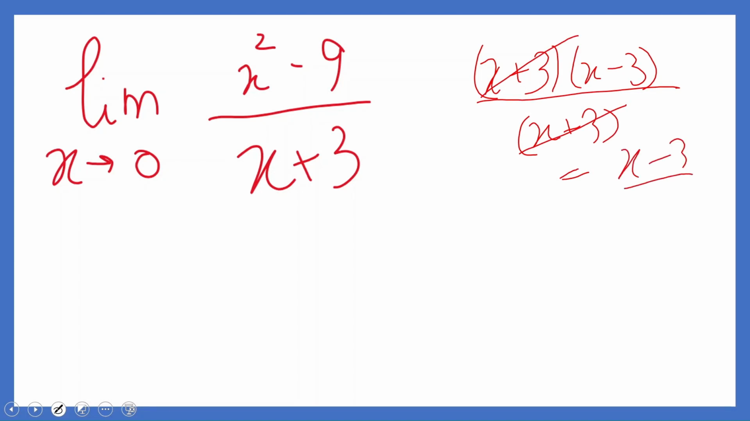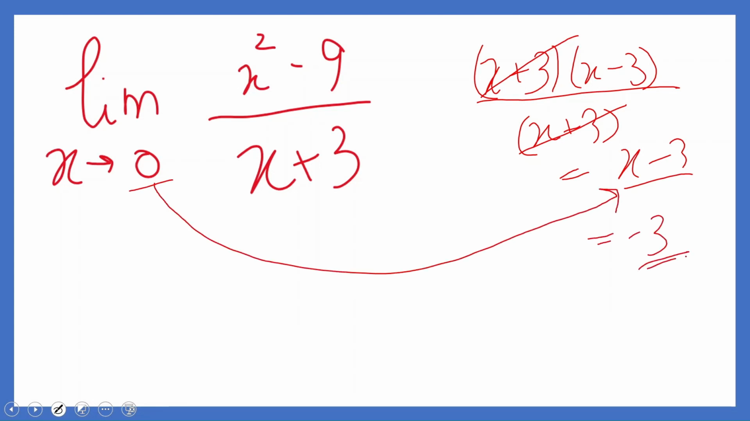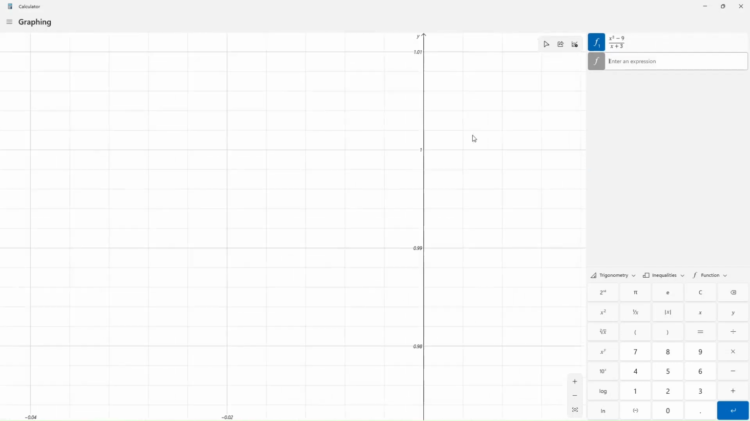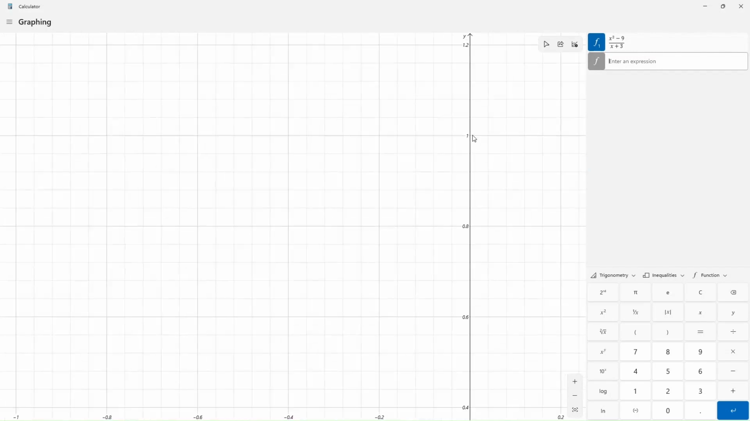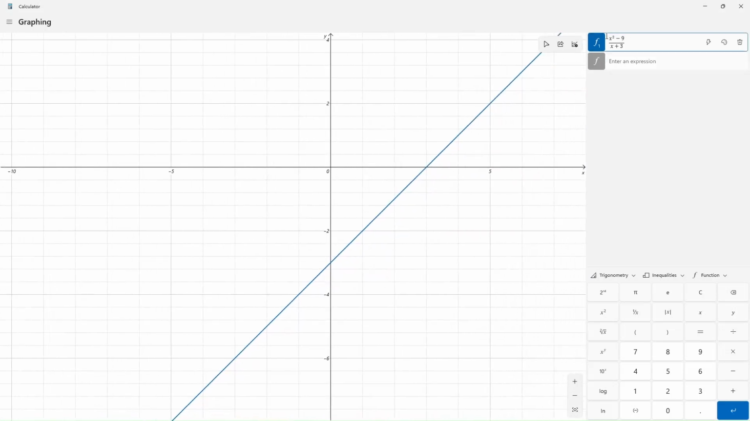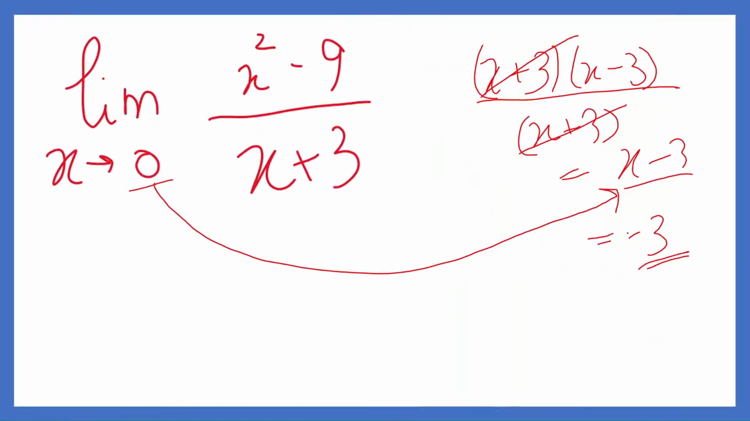Now all we have to do is take the 0, put that in x, and you'll get equal to minus 3. In this specific case, the answer is that as x approaches 0, x squared minus 9 by x plus 3 will approach minus 3. And you can check that on the graph over here. So I'll put x squared minus 9 divided by x plus 3, and if I zoom out, this is the graph. And it's a linear function because it simplified over here. And it will be 0 at 3, minus 3, which is what I got over here.